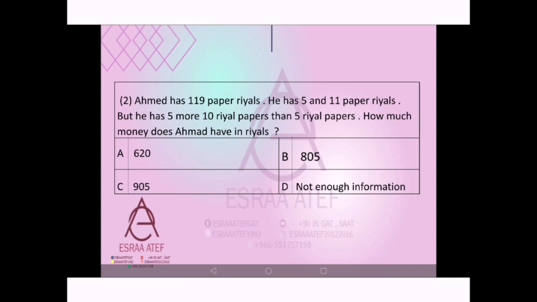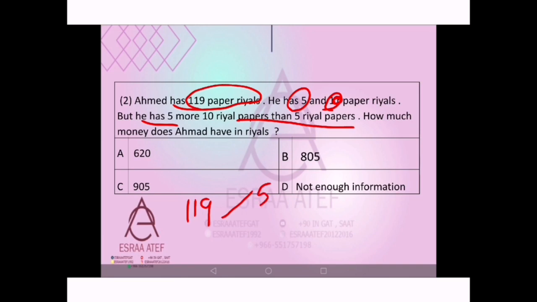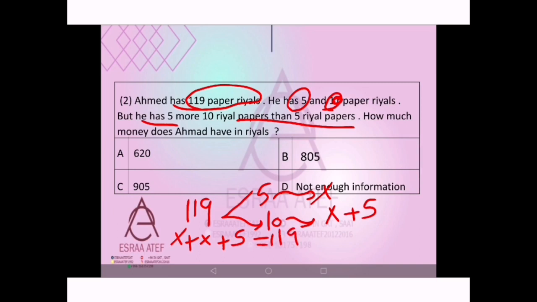Next one here, Ahmed has 119 paper riyals. They are 119, and he has 5 and 10 riyal papers, but he has 5 more 10 riyal papers than 5 riyal papers. So if the 5 riyals are x, it means the 10 will be more than it by 5, which means x plus 5. So x plus x plus 5 equals 119, all of them added to each other. So 2x equals 119 minus 5, so 2x equals 114. So x equals, we divide by 2, which means 57.